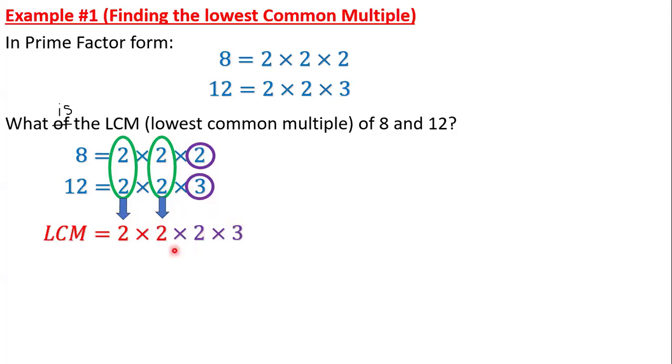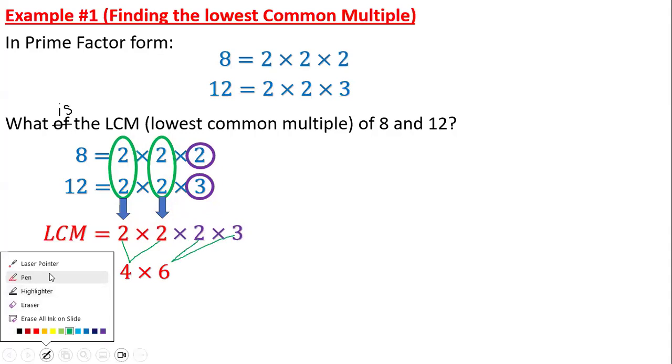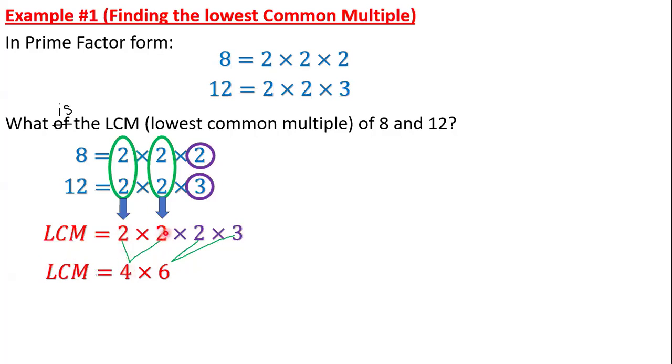Very good. Now we have to multiply, right? What is 2 times 2? 4. So 2 times 2 is 4. And what is 2 times 3? 6. 2 times 3 is 6. All right. So we have 2 times 2, which gives us 4.